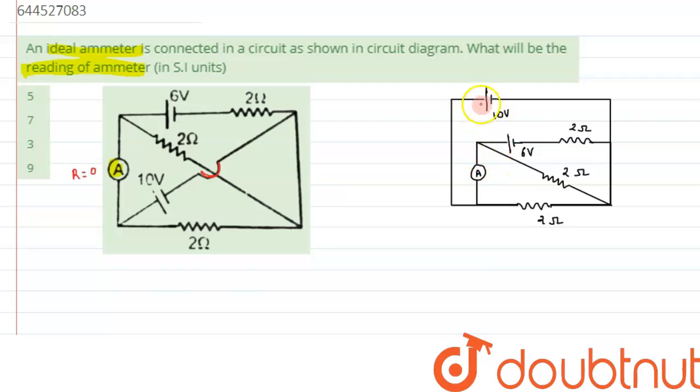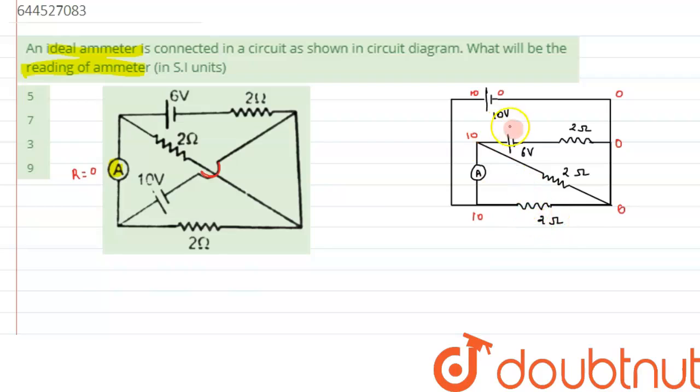Alright, so now we can give the potentials to every point. So here it is 10 volt, so it is 10 volt over here, and here it is 0 volt. So this point will have 0 volt, 0 potential. This point also will have 0 volt potential. This point also will have 0 volt potential, and here we can see this point will have 10 volt potential. And since we have considered the ammeter resistance to be 0, this point will also have the same potential, that is 10 volt.